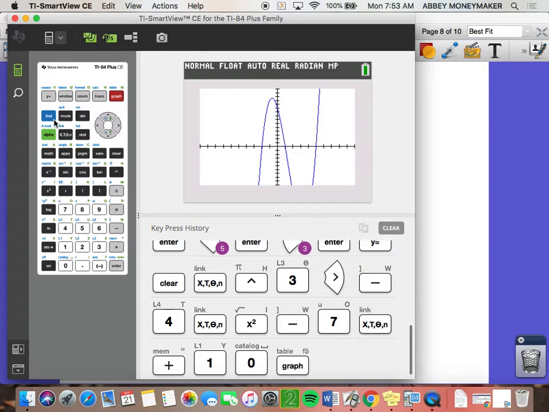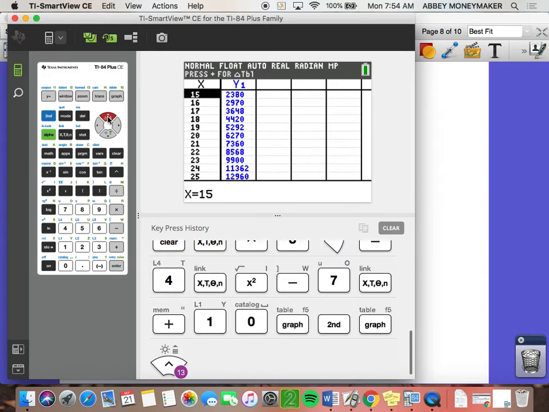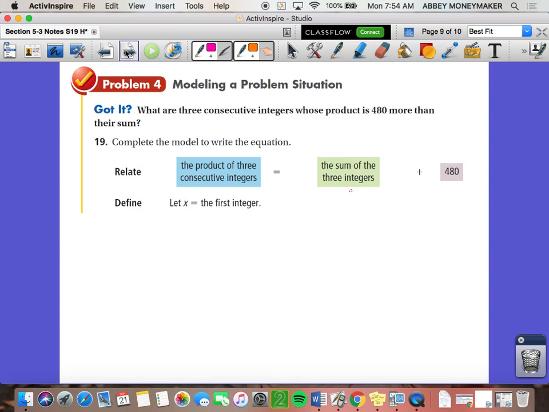But they look like they cross through the x-axis really perfectly. So we can go to second graph and look at the table and see where it crosses the x-axis. So one of our solutions would be negative 2. The other one would be 1. And the last one would be 5. Now, this strategy for solving polynomials by graphing comes in handy for our application. And we're going to finish our application in the last part of the video.